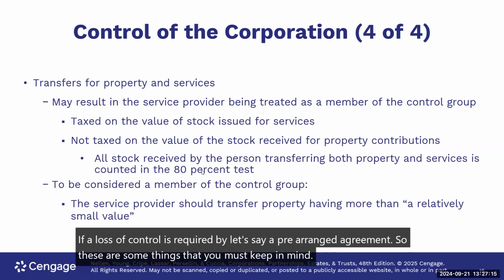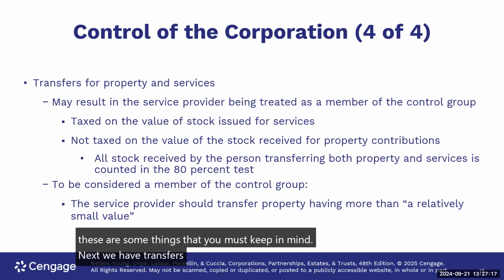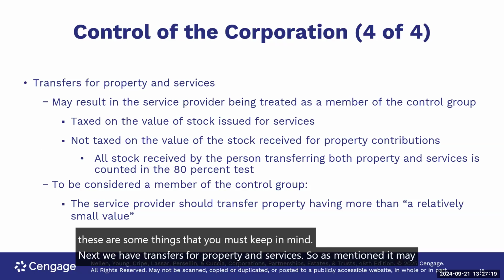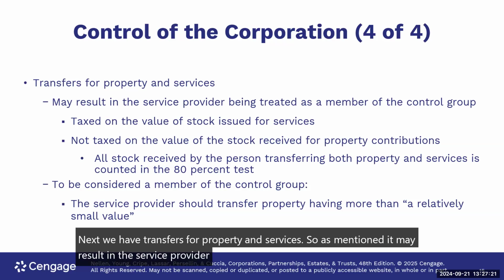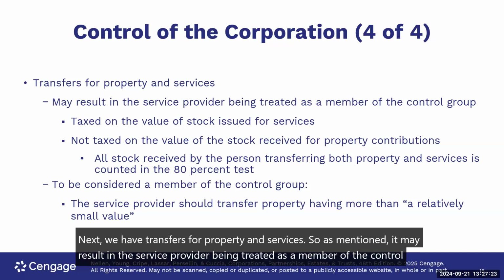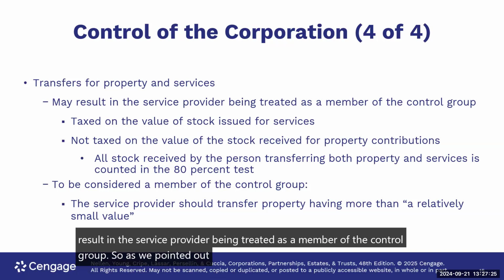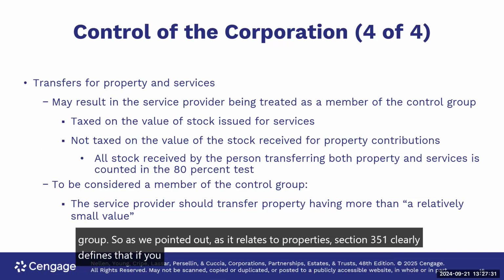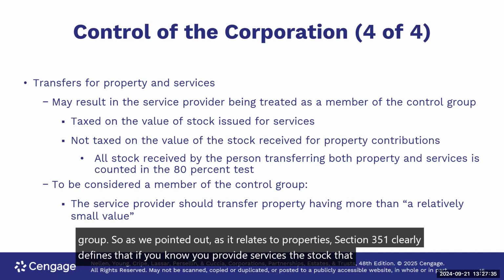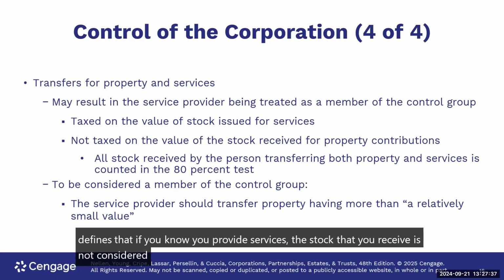Next, we have transfers for property and services. As mentioned, it may result in the service provider being treated as a member of the control group. So as we pointed out, as it relates to property, Section 351 clearly defines that if you provide services, the stock that you receive is not considered property. Services are not considered property.